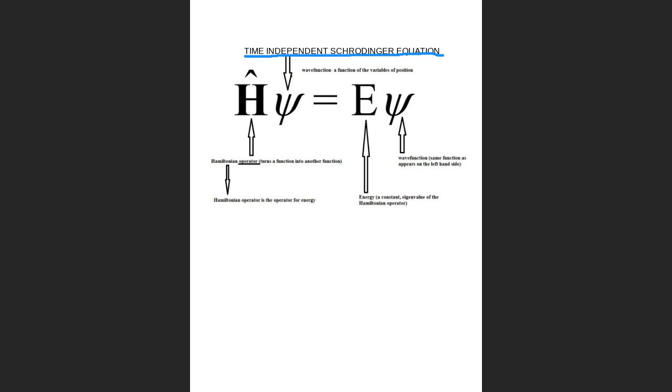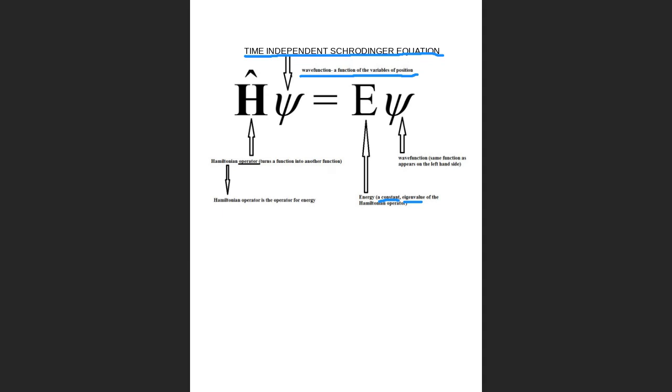Okay, first there is a wave function, which is the thing that makes matter wavy. This is a function of the variables of position, as we see. The wave function appears here on the right-hand side multiplied by energy, which is a constant, and I'll explain what eigenvalue is in a minute. It's an eigenvalue of the Hamiltonian operator.